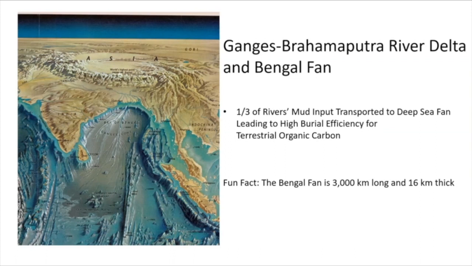And so about a third of the river sediment coming out today goes right down into the deep ocean and is actually actively building this fan. And this is a huge feature. It's about 3,000 kilometers long and about 16 kilometers thick. Okay, and so in this particular case, any terrestrial carbon coming down from the river and getting into the fan system is buried, and it's removed from the atmosphere forever. So in this case, it's an area of highly efficient carbon burial.